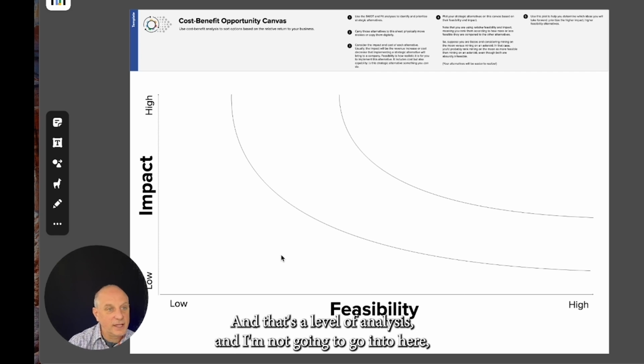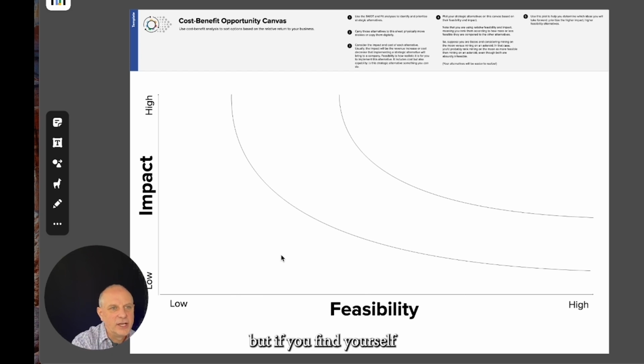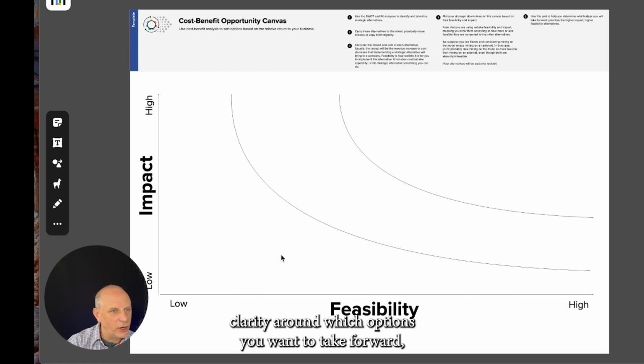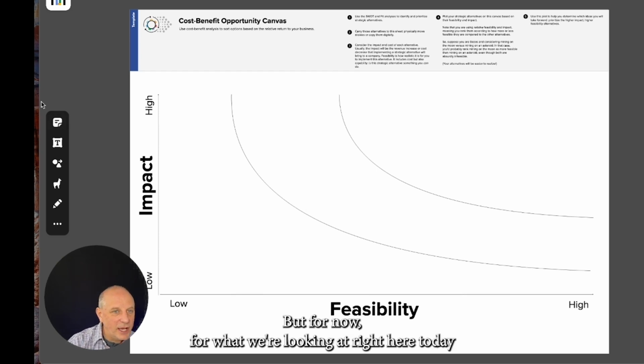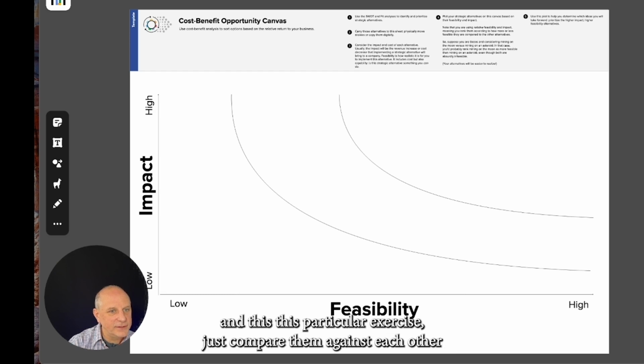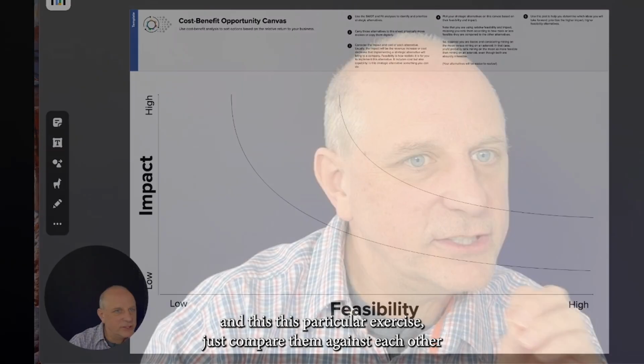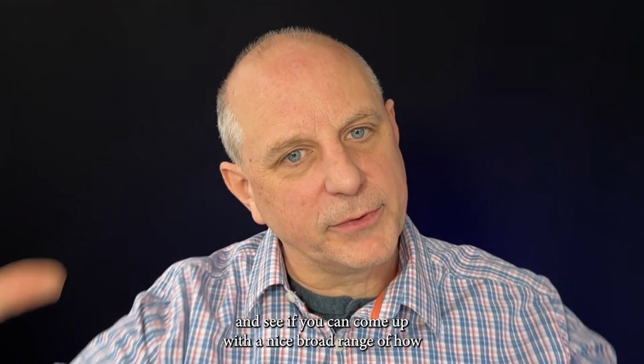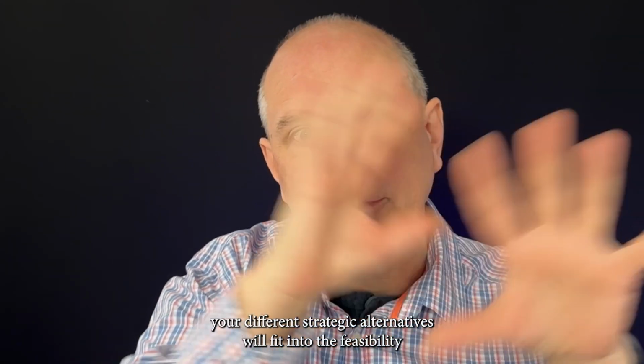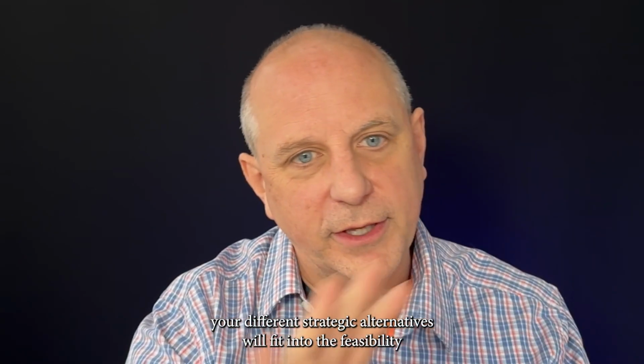And that's a level of analysis that I'm not going to go into here, but if you find yourself with a lack of clarity around which options you want to take forward, and you're not sure as to the value of the different options, then going into a deeper analysis can be helpful. But for now, for what we're looking at right here today, and this particular exercise, just compare them against each other and see if you can come up with a nice broad range of how your different strategic alternatives will fit into the feasibility and impact grid.